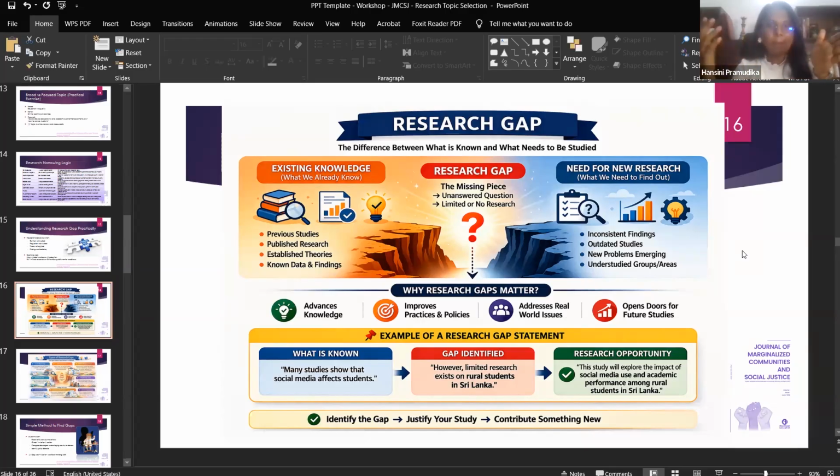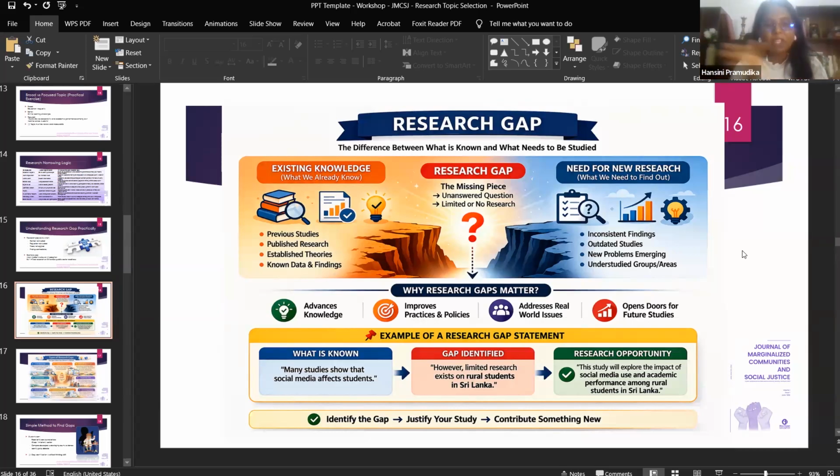What should happen, right? Why do research gaps matter, right? They advance knowledge, improve practical policies, address real world issues, and open the door for further future research as well, right?